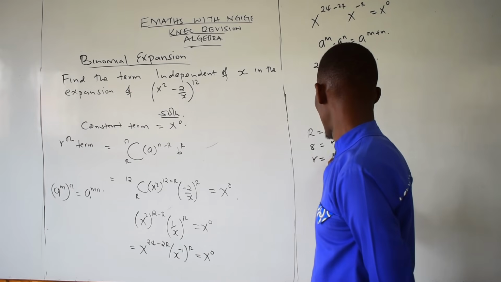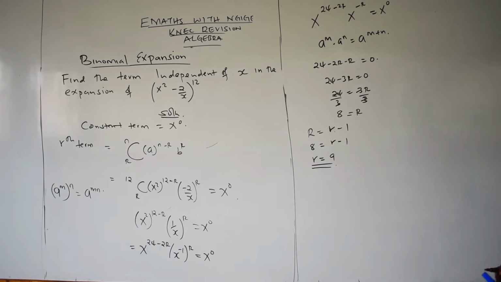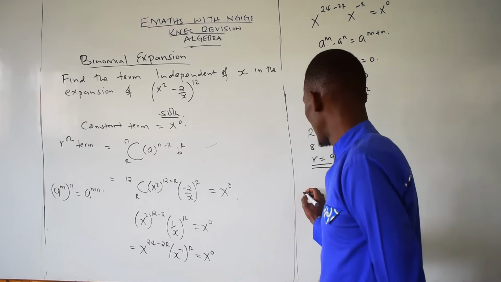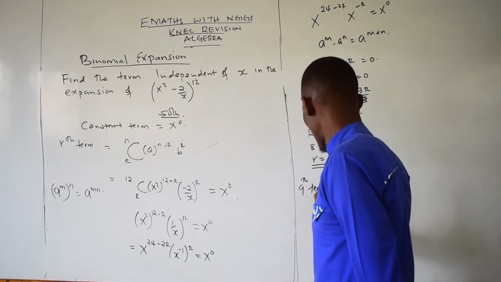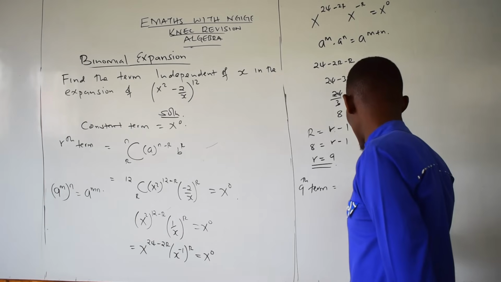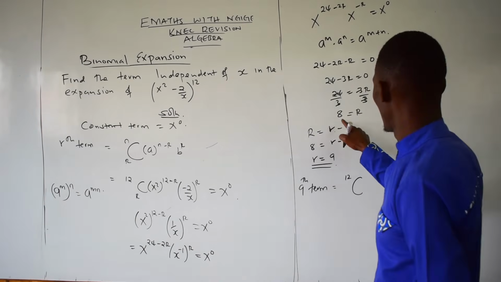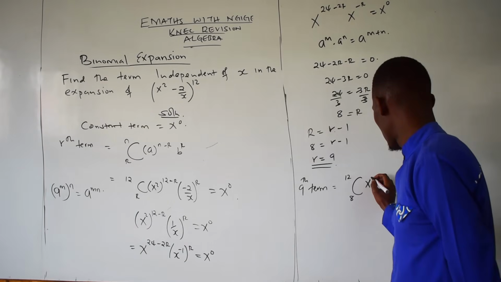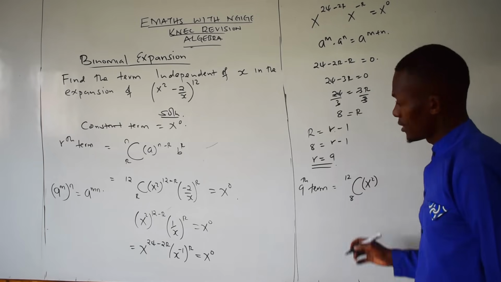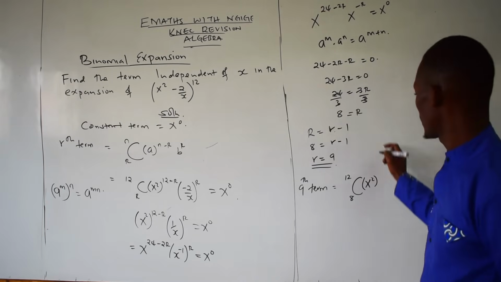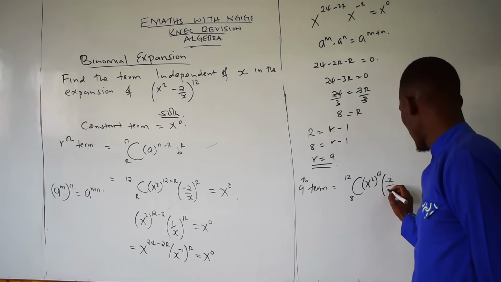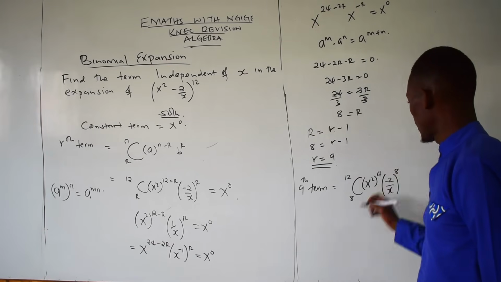So your r will be what? Your r will be 9. But now if we want to find the exact term, just replacing everything we have. So therefore we know this one is the 9th term. So the 9th term here will be given by C, we have our 12, we have our capital R is 8. Then we have our a, which is x squared raised to power n minus r, 12 minus r, which is 4. Then our term negative 2 over x raised to power 8.